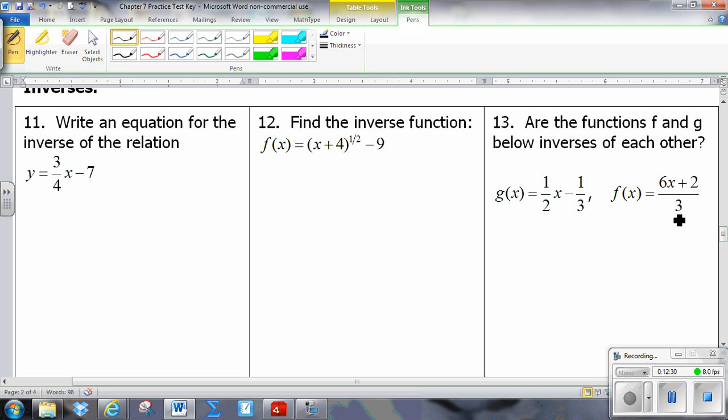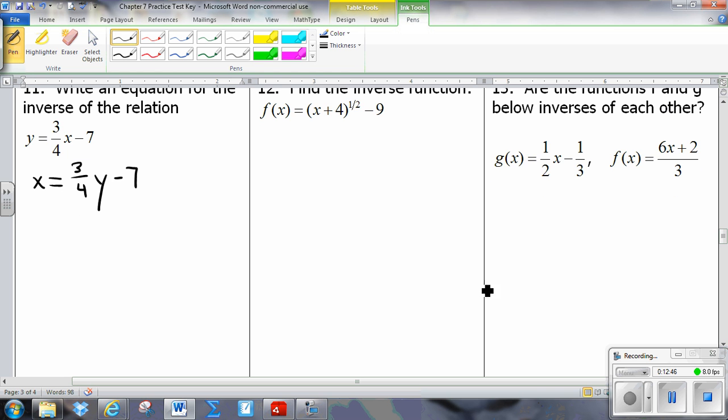Okay, so number 11, write the equation for the inverse of the relation. So first step to finding inverses, switch your x and y. So this is going to be x equals 3/4 of y minus 7. Okay, next step is to solve for y. First step is to add 7, so you're going to get x plus 7 equals 3 over 4y.